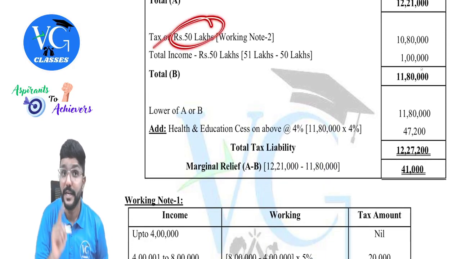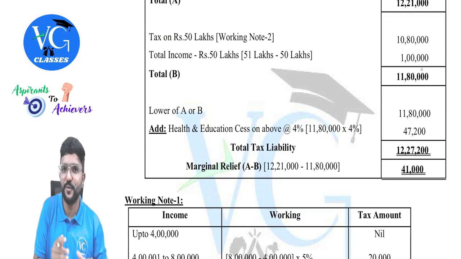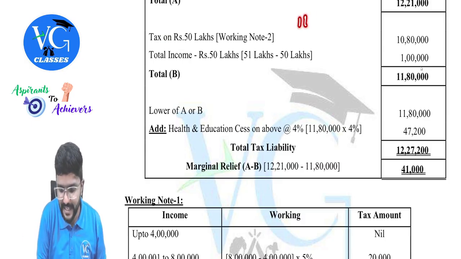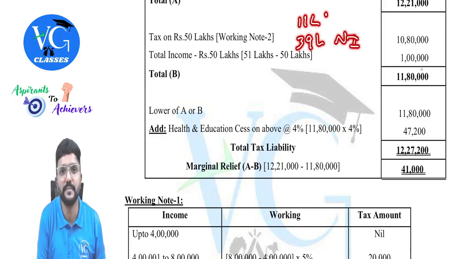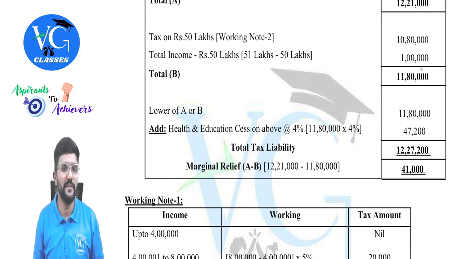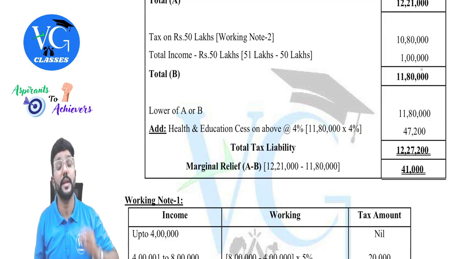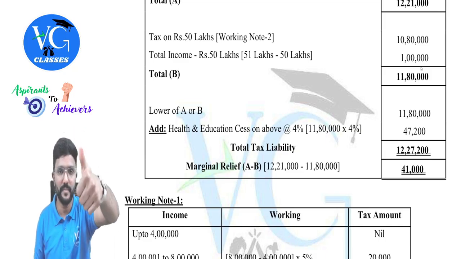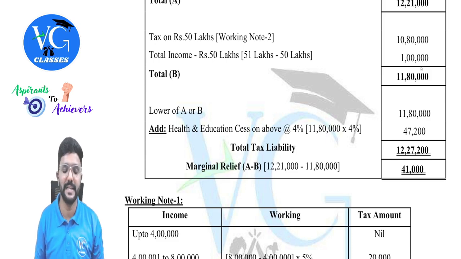Whereas here, it is not 51, 50, right? So should I take special income first or normal income? Special income. So first calculate tax on 11 lakh, then remaining 39 lakh will be normal income, taxable at normal rate. Is that clear? Normally when they ask question on the marginal relief, they may not include special income and all. If at all they include, please consider accordingly.